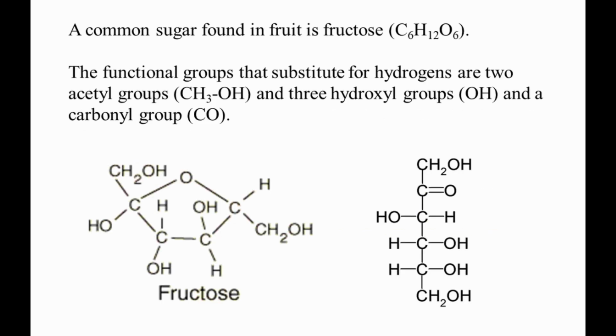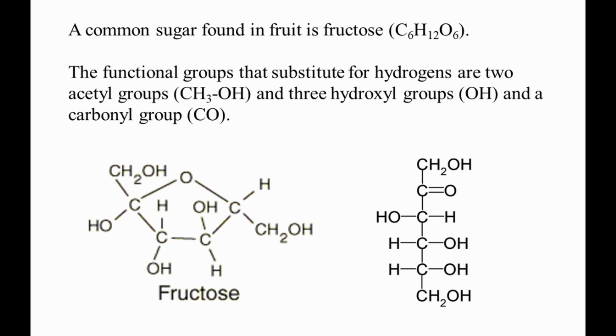A common sugar found in fruit is fructose, C6H12O6. In solid form, fructose has a 5-atom ring of 4 carbon atoms and 1 oxygen atom. When dissolved in water, fructose takes on its linear carbon chain isomer form. The functional groups that substitute for hydrogens are 2 acetyl groups, CH3OH, and 3 hydroxyl groups, OH, and a carbonyl group, CO.